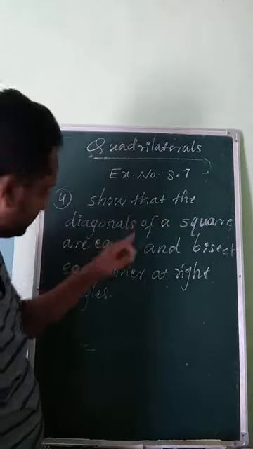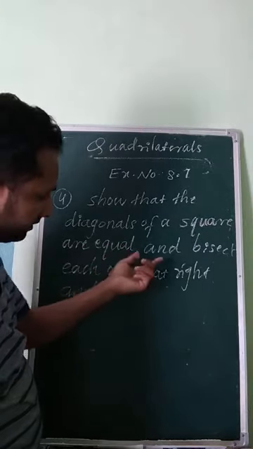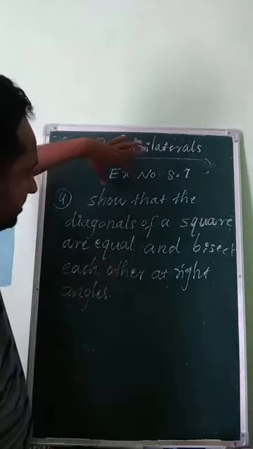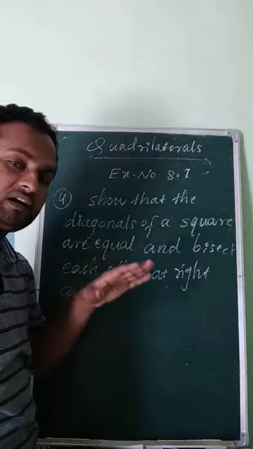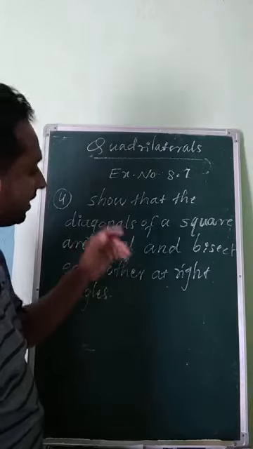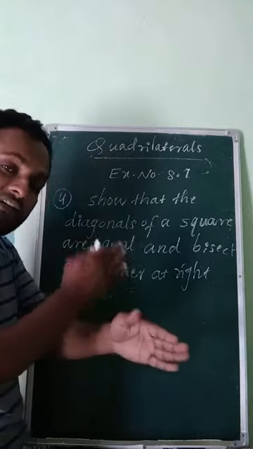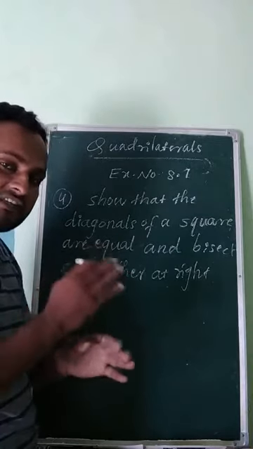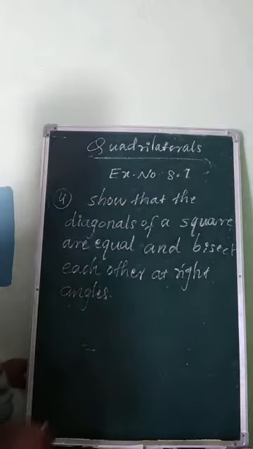Show that the diagonals of a square are equal and bisect each other at right angles. Now try to understand the question. See what they have given. Show that the diagonals of a square are equal. We know the properties of the square. You have to show that the diagonals are equal in the square, and one more point, that they bisect each other. Bisect each other means divided into two equal parts. Bisect each other at right angles. Now the diagonals bisect each other at right angles. These all three points you have to prove in a square. Now see step by step.